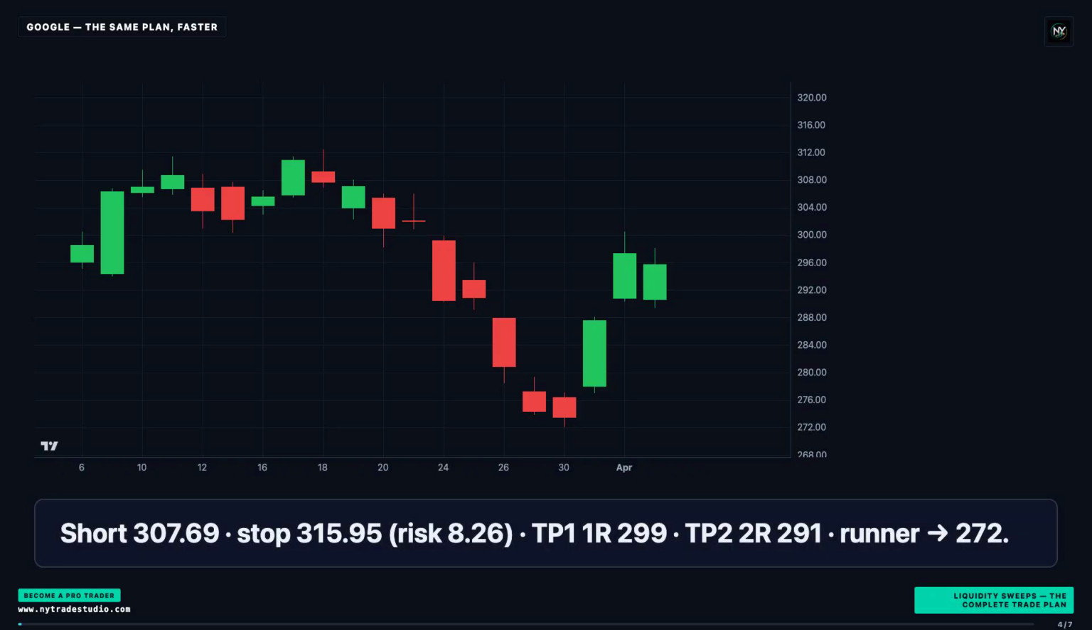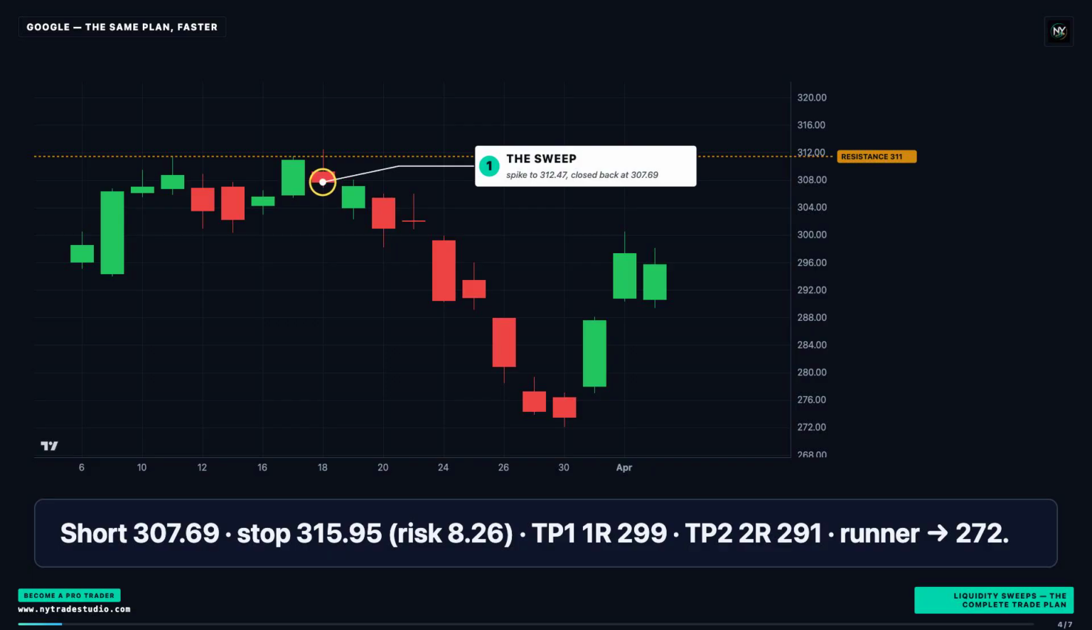Let us run the exact same 5 steps on a second stock, Google, a little faster now that you know the moves. Step 1, the level. Google had been turning lower, getting rejected near 311. Then, on March 18th, price spiked above it, up to 312, and closed the day back down at 307.69. A spike above, a close below, our sweep.